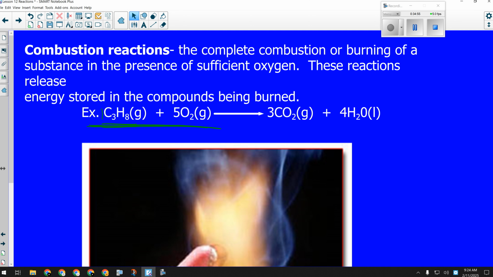5 times 2 is 10. Okay, so there are 10 oxygen atoms. All right, so it's a little bit of math. Okay, it's not hard math, it's like times tables. But it's a little bit of math, 5 times 2.